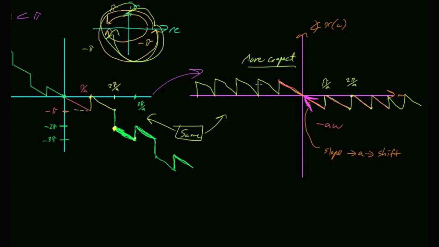We could have shifted it by 10a. If we shifted it by 10a, then instead of this line having a slope of negative a, it would have a slope of negative 10a. And it would go doink, doink, doink, doink, doink, doink, doink, doink.